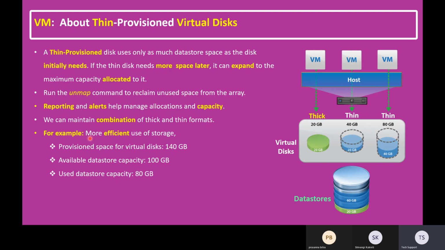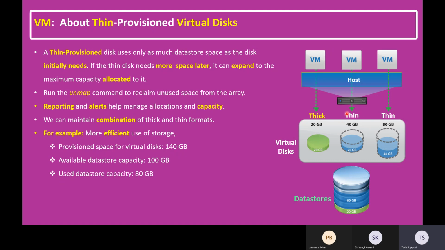And for example, more efficient use of storage. So let's try to understand this example. Provisioned space for virtual disks. So the virtual disk actual provisioned space is 140 GB. 140 means if you calculate this value, see 80 plus 40, 120, 120 plus 20, 140 GB is actually provisioned for virtual disks. But available data store capacity is 100 GB only. If I see my data store capacity, it's only the 100 GB. But within the 100 GB, I assigned more than 100 GB of capacity due to the thin disk format.